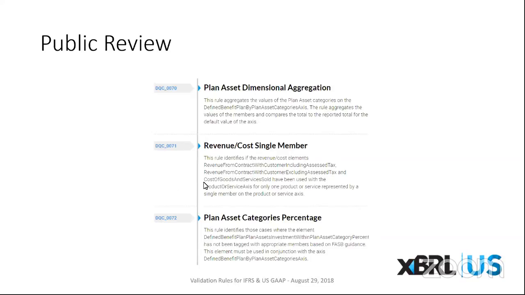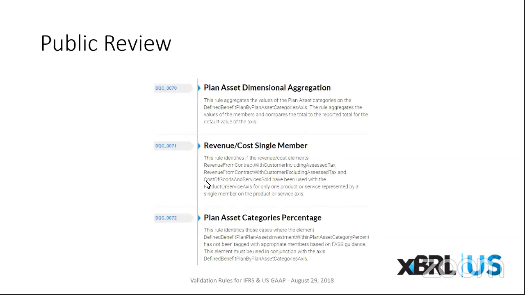So moving to revenue, unfortunately, these aren't grouped together. These numbers kind of got addressed as we were working through them. But Rule 71 is basically called revenue cost single member. And this is back to revenue recognition. One of the things that the FASB has done as part of this is required that when you report revenue on the income statement, for example, and you've broken that revenue down by different product categories, what you would do is create a dimension for that, and you'd have your different product types.